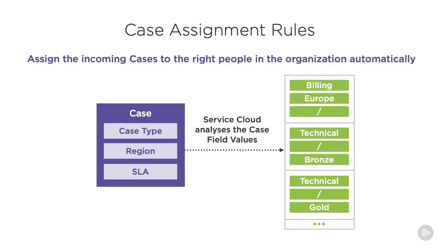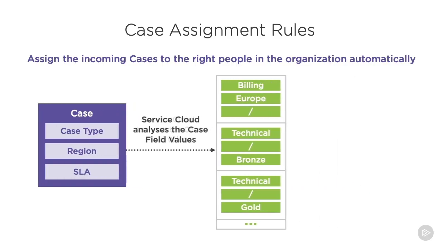For example, here, let's say we have 3 different cases. One of those cases is about a type equals to billing for the region equals to Europe with no SLA. The other is a type equal technical, no region, and a bronze SLA. And the last one is also a technical case, but this time with a gold SLA.